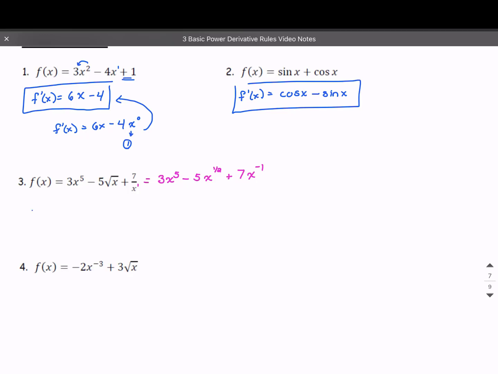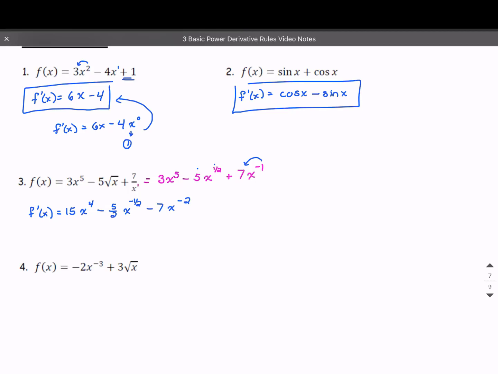Now we can take the derivative, and we do 5 times 3 is 15. Keep the x. 5 minus 1 is 4. Minus, now 1/2 times 5 is 5/2 x. And now we're going to subtract 1 from the exponent. 1/2 minus 1 is negative 1/2. Now we're going to do negative 1 times 7. That's a negative 7. Keep the x. And negative 1 minus 1 is negative 2.